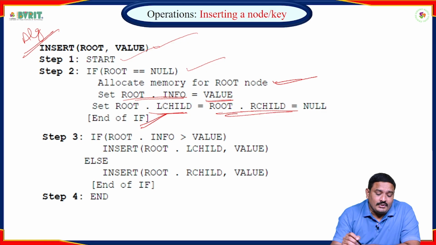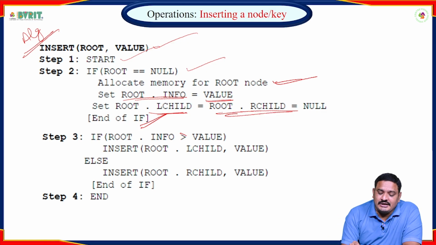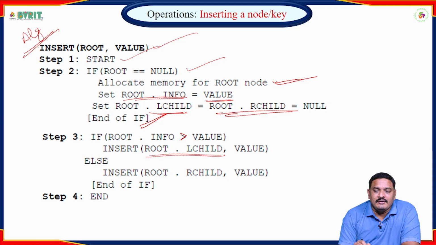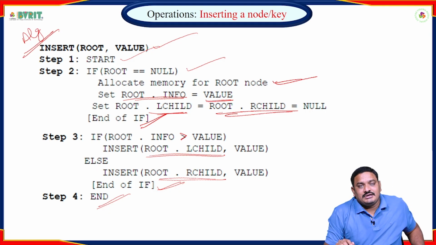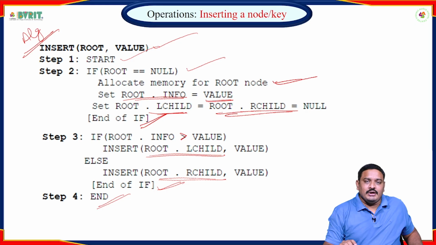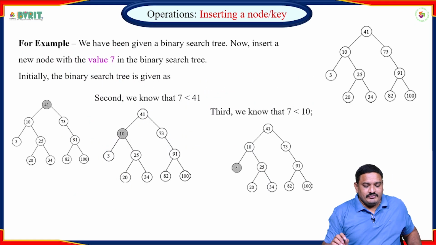Otherwise, if root.info is greater than value, we insert into the root's left child node; otherwise, into the root's right child node. That ends the condition. This is the algorithm for inserting an element. Based on this algorithm, let's see an example.